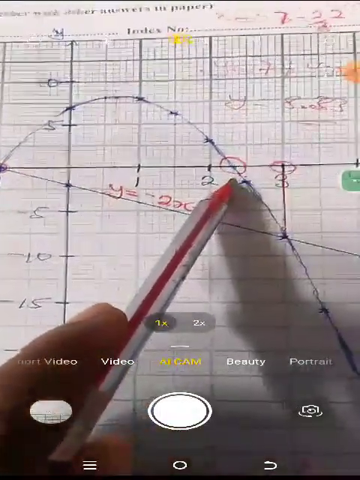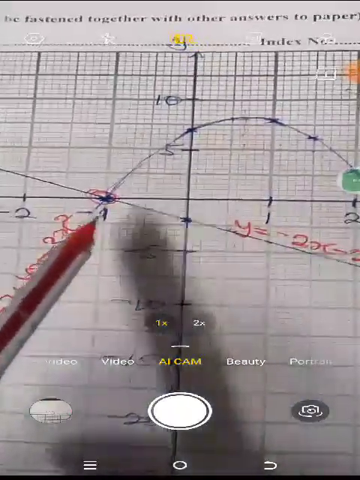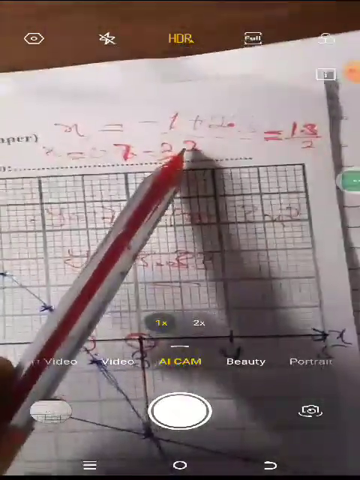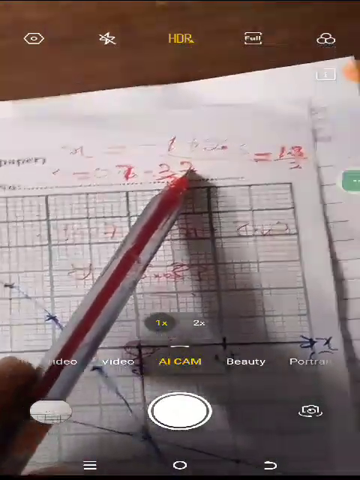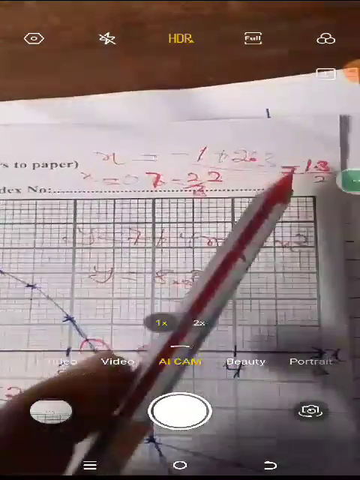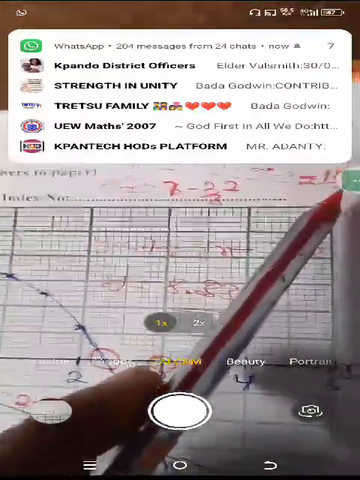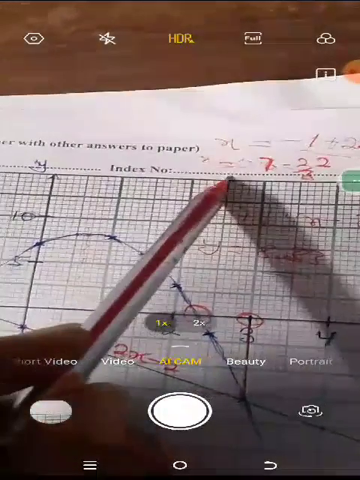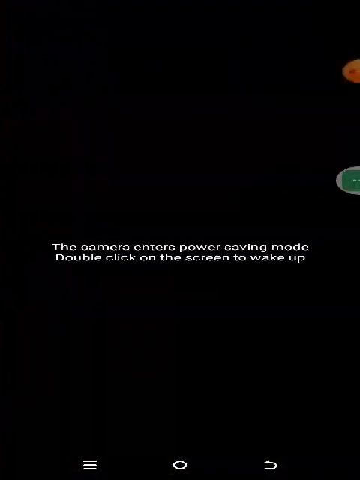So to find the equation of the line of symmetry, we write this equation. x is equal to the first value that we find here plus the second value that we find here where the graph cuts the x-axis, divided by 2, because the line of symmetry cuts the graph into 2 equal parts. Therefore, when we add this, we get 1.3 over 2. So approximately, x is equal to 0.7. So x is equal to 0.7 is our equation of the line of symmetry.